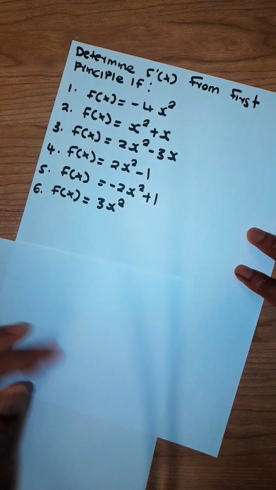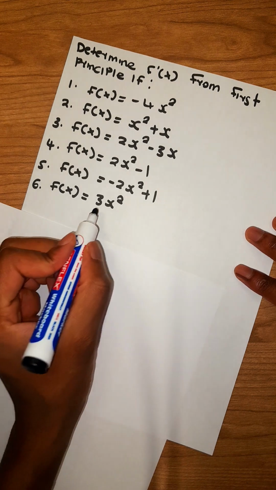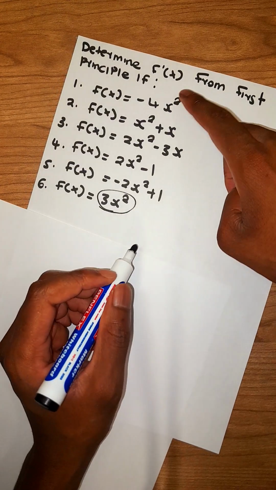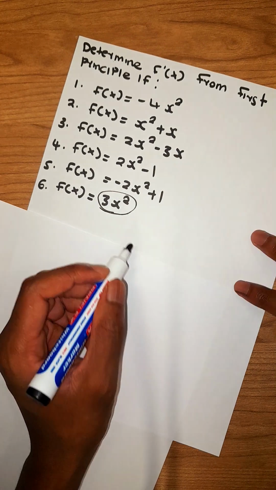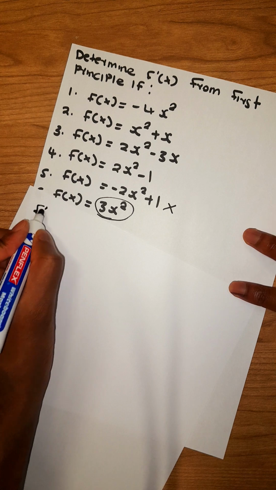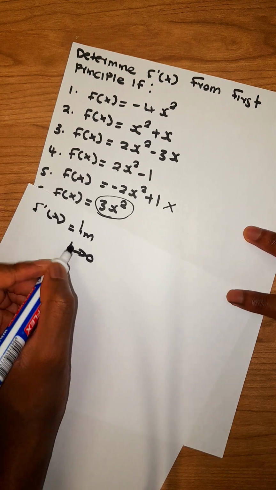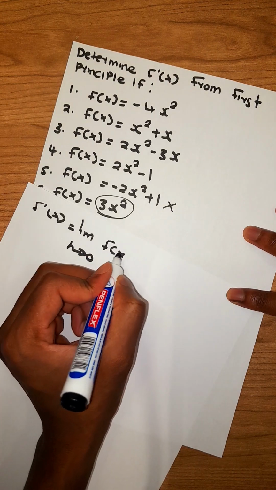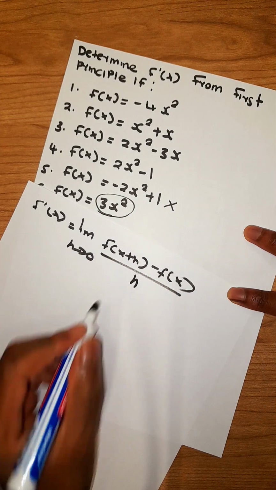Okay, which one do I think we haven't done? I'm not going to do this one because it is similar to the first one, right? So let's just do one of these, and then I won't do this one because it's similar to this. And then let's actually say, okay, f prime of x, the limit as h approaches 0, is going to be f(x plus h) minus f(x) divided by h.